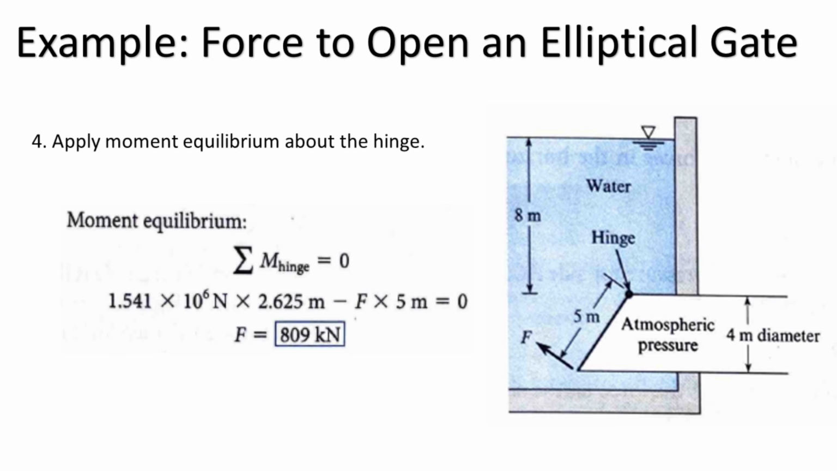Step 4. The minimum requirement to open the gate is when the moment due to the normal force F balances with the moment due to the hydrostatic force. Following this idea, we calculate the minimum value for the normal force F should be 809 kN.